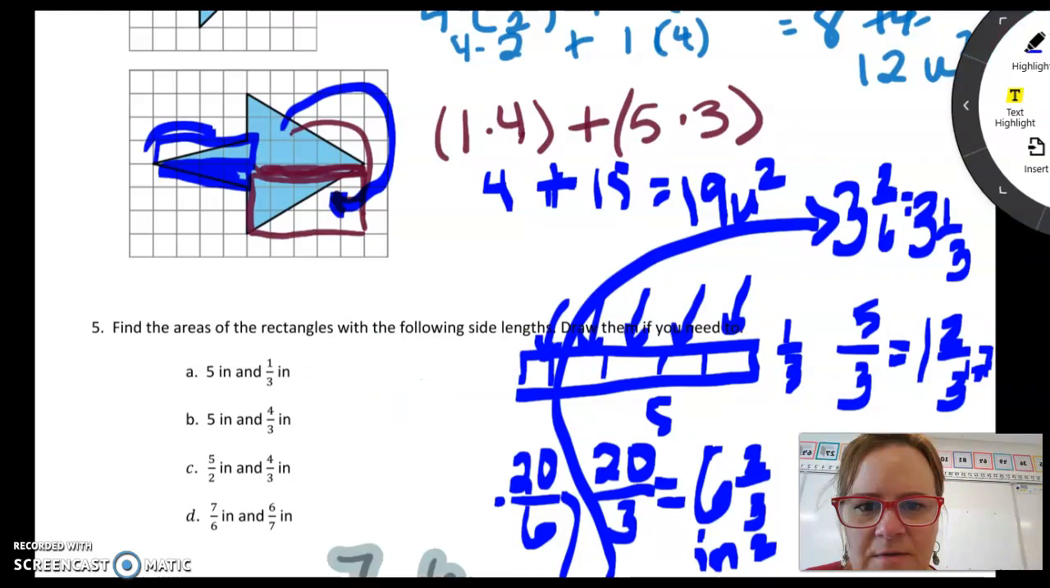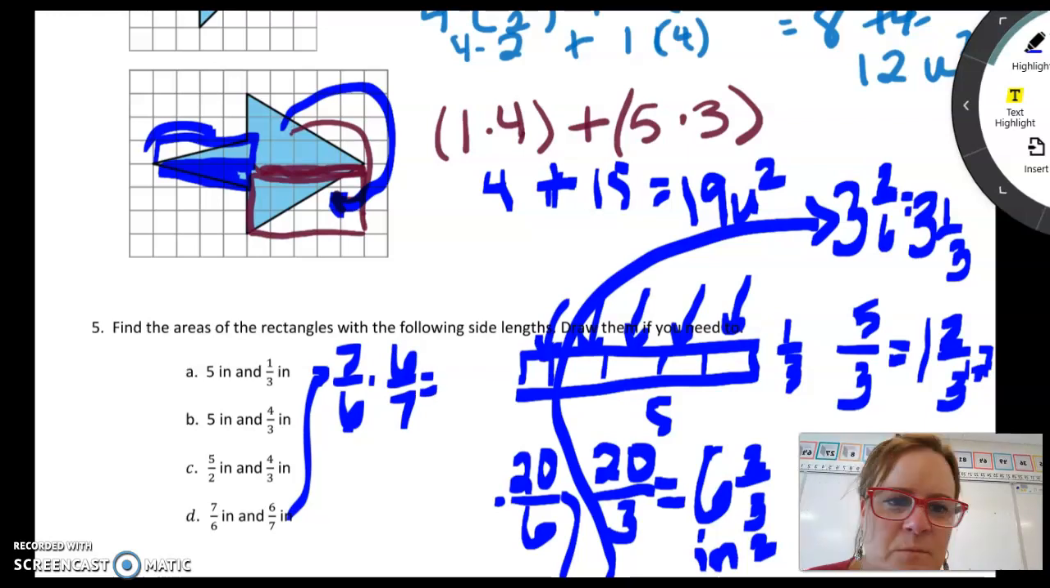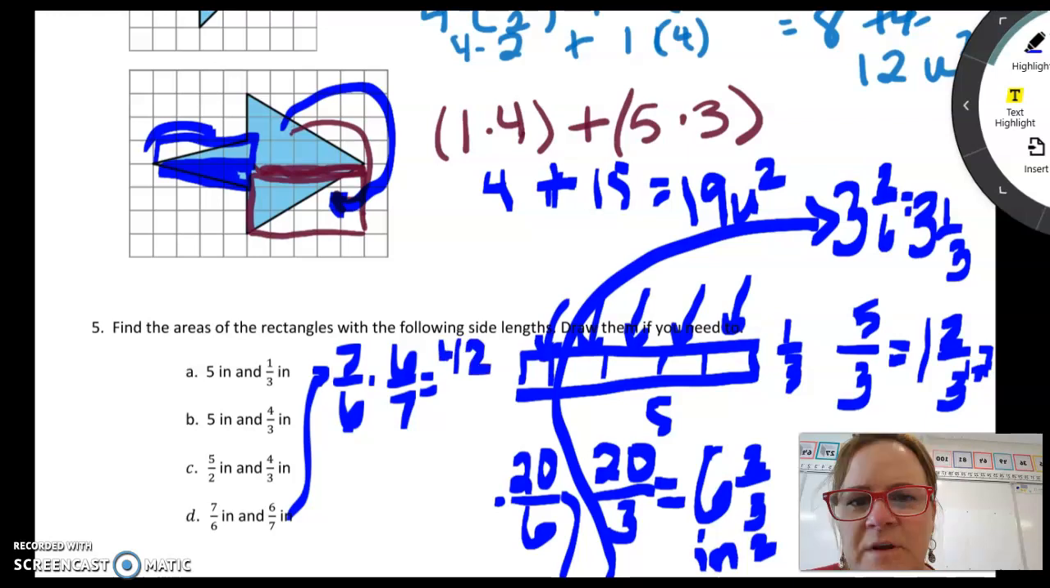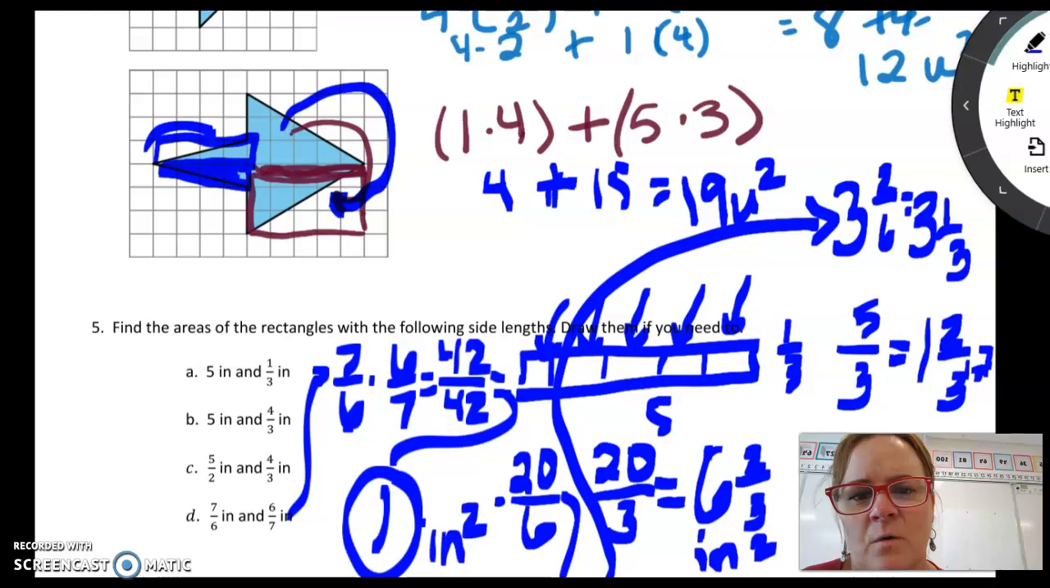All right. So this last one then, 7/6 times 6/7. Well, it's kind of cool because you're just multiplying reciprocals. 7 times 6 is 42, and 6 times 7 is 42. And anytime you multiply reciprocals like this, you end up with 1 whole. So that would be 1 whole square inch.